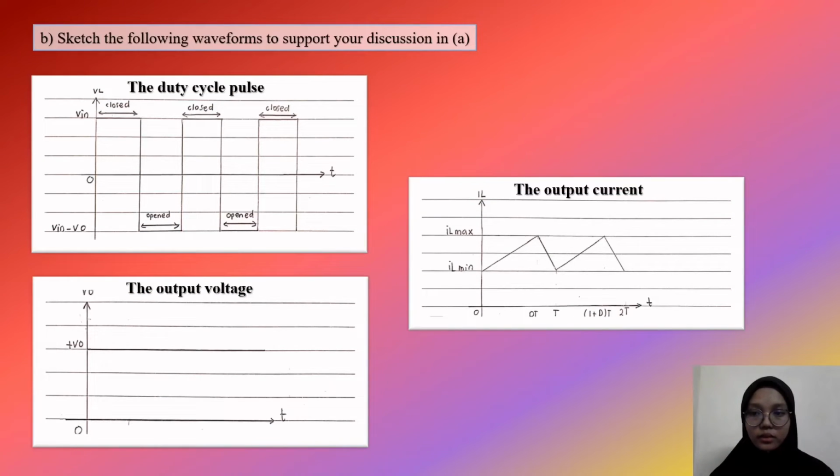This is the second content of the pre-project for the mini project. We need to sketch the following waveforms to support the discussion in part A. We know the duty cycle pulse is like this, with closed parts and open parts. Then the output voltage is in steady state condition, always a positive value, and the last one is the inductor current, which has a maximum and a minimum. That's all for content number 2 of the mini project.